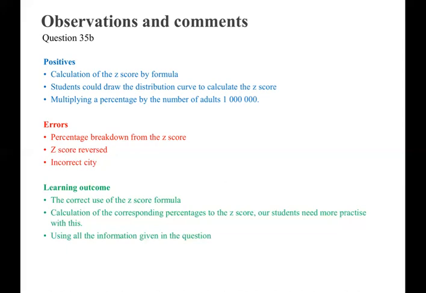And sometimes there were kids that worked out the percentage and then just ignored and didn't do anything with the 1 million. So making sure our kids are using all the information in the question. So they just ignored the 1 million altogether. So that was really disappointing when they get the Z-score and they get the percentage and then they would just forget to multiply it by 1 million. But overall, it was done quite well.